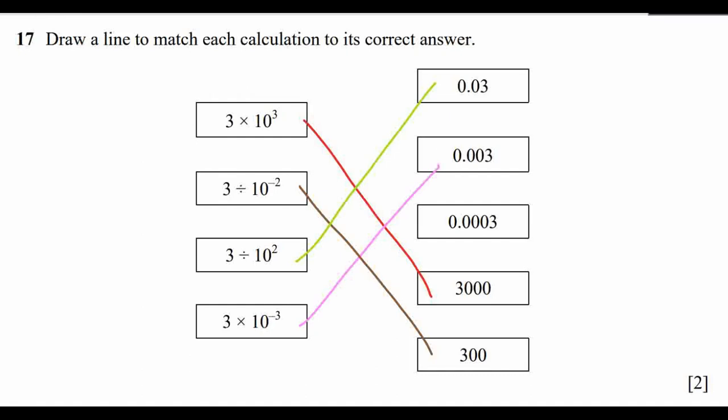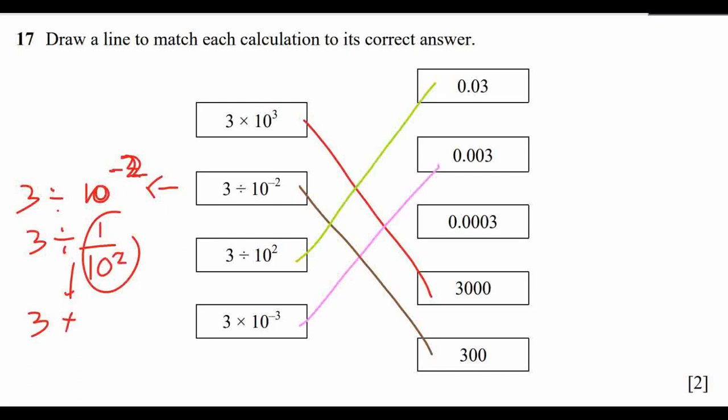How does it work? For this one, 3 divided by 10 to the power of negative 2 is equal to 3 divided by 1 over 10 squared. To reverse the sign, we have to put it down as the denominator, so negative 2 becomes 2. Now this is a fraction, so we change into multiplication and swap the top and bottom number. So 3 times 10 to the power of 2 is 100, becomes 300.